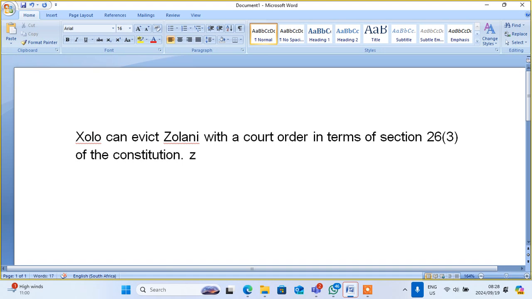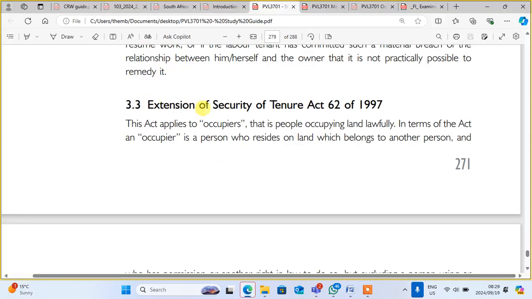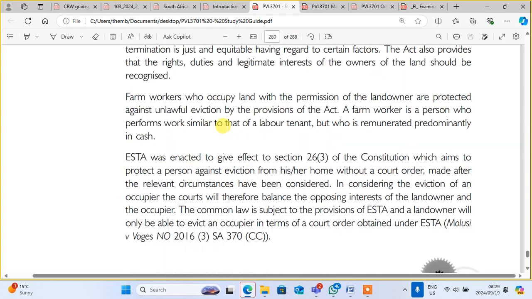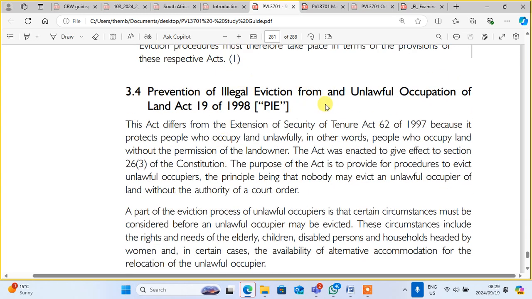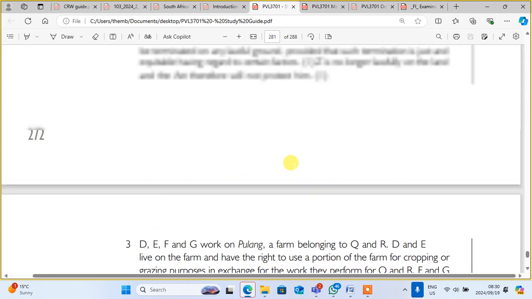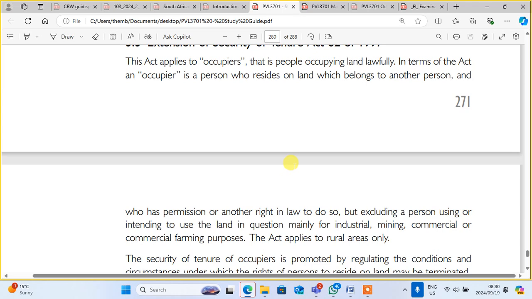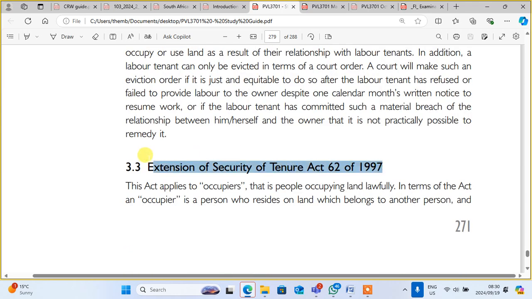Remember, Zolani is an unlawful occupier. Therefore, I want to show you, we have the Extension of Security of Tenure Act which protects lawful occupiers. And then we have the Prevention of Illegal Eviction Act which protects unlawful occupiers. Therefore, it means that Zolani, because he's an unlawful occupier, because the lease agreement has expired, is no longer protected by the Extension of Security of Tenure Act, right?